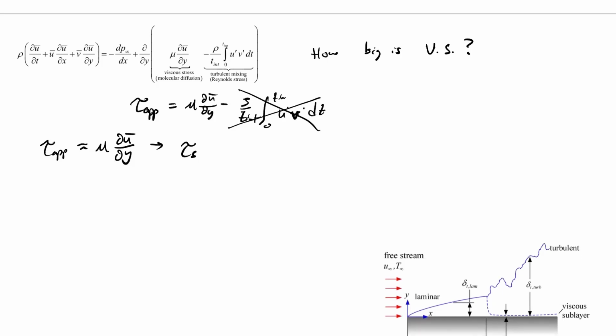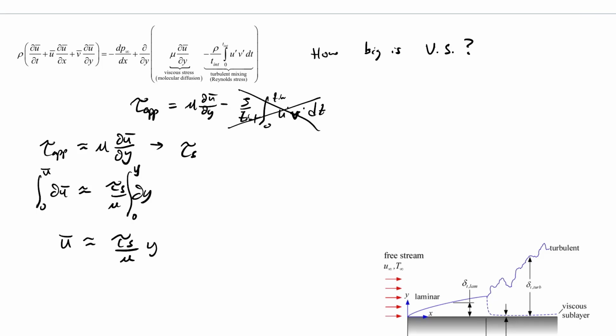So just rewriting this slightly, solving for d u bar, it says d u bar is approximately equal to tau s over mu times dy. And then let's integrate this from 0 to u bar, which corresponds to an integral from 0 to y. And then we get u bar is approximately equal to tau s over mu times our position y.